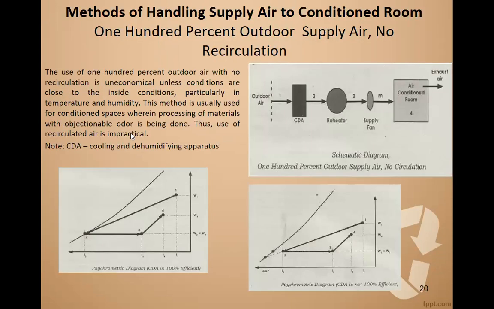So these are the methods of handling supply air to the conditioned room, based on the equations. First, 100% outdoor supply air, no recirculation. This is your room, with outdoor air flowing in, assisted by the cooling and humidifying apparatus.